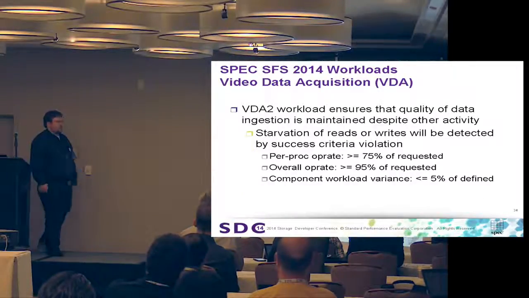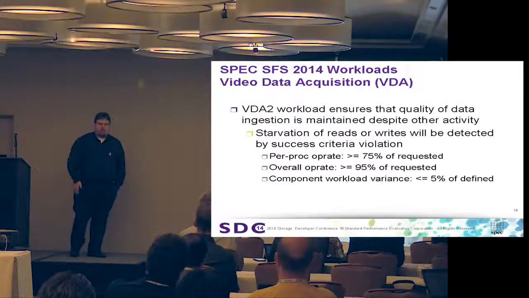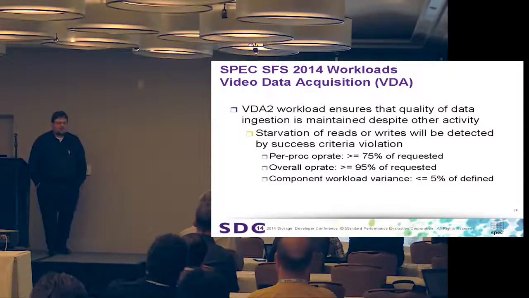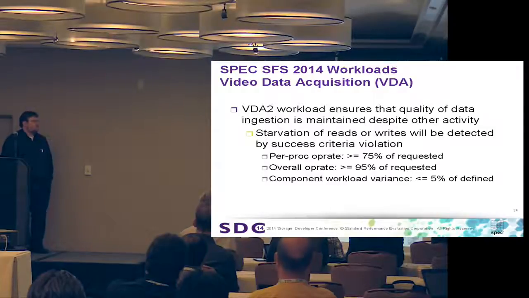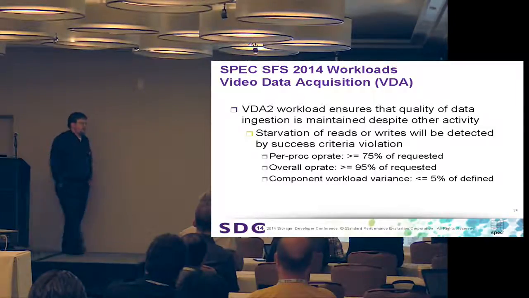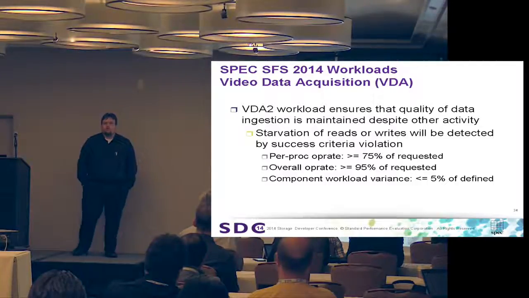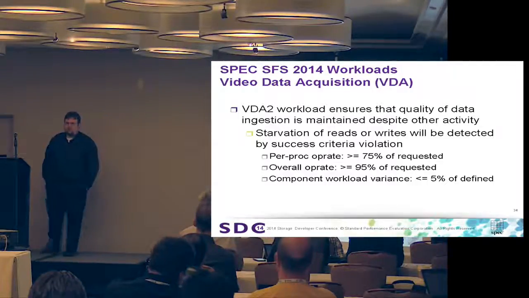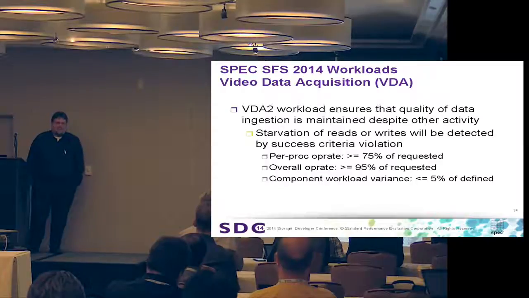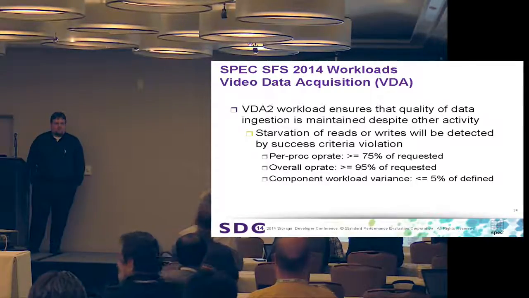This workload, the VDA2 workload, that user interaction workload, ensures that the quality of data ingestion is not adversely affected by other activity going on in that data set at the same time. Basically, starvation of your sequential writes will be detected is the primary goal. It's also a more realistic scenario because, I don't know, you'd be pretty hard pressed to have pure sequential writes happening in any environment, I imagine.